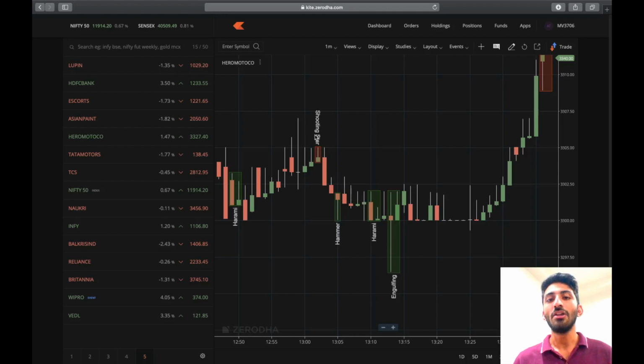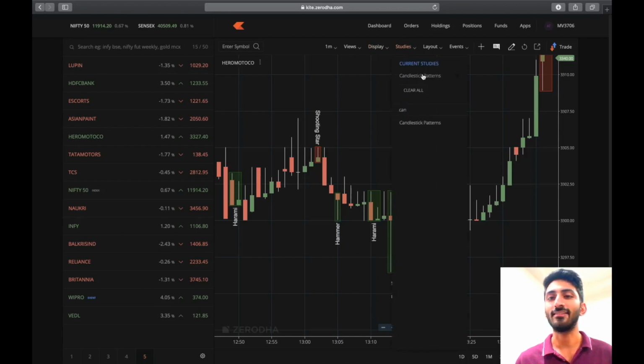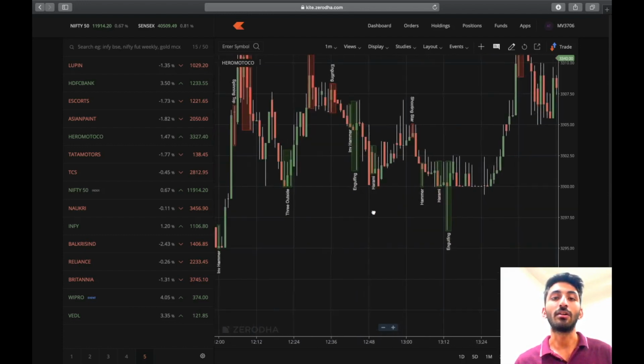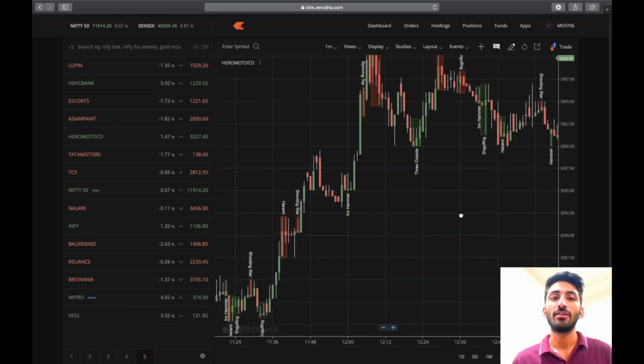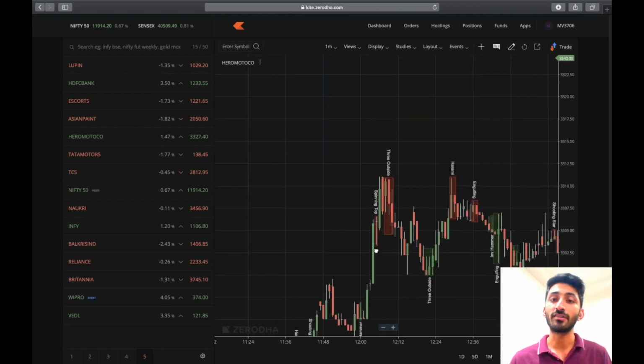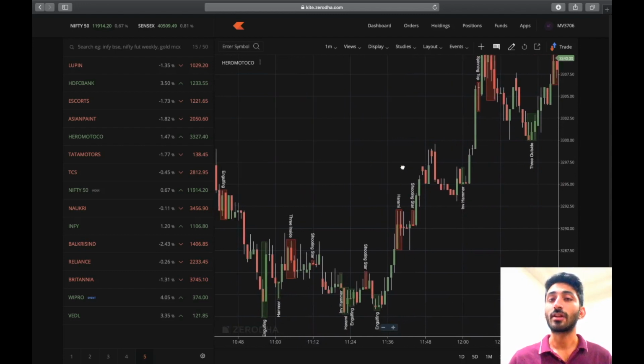Now, instead of identifying each pattern by looking at the chart, we can just use this candlestick patterns study, and as soon as we see a shooting star, we just need confirmation. We get the confirmation, we can sell, and we can gain this much price change, right? And this is the overall understanding of how a candlestick chart works.